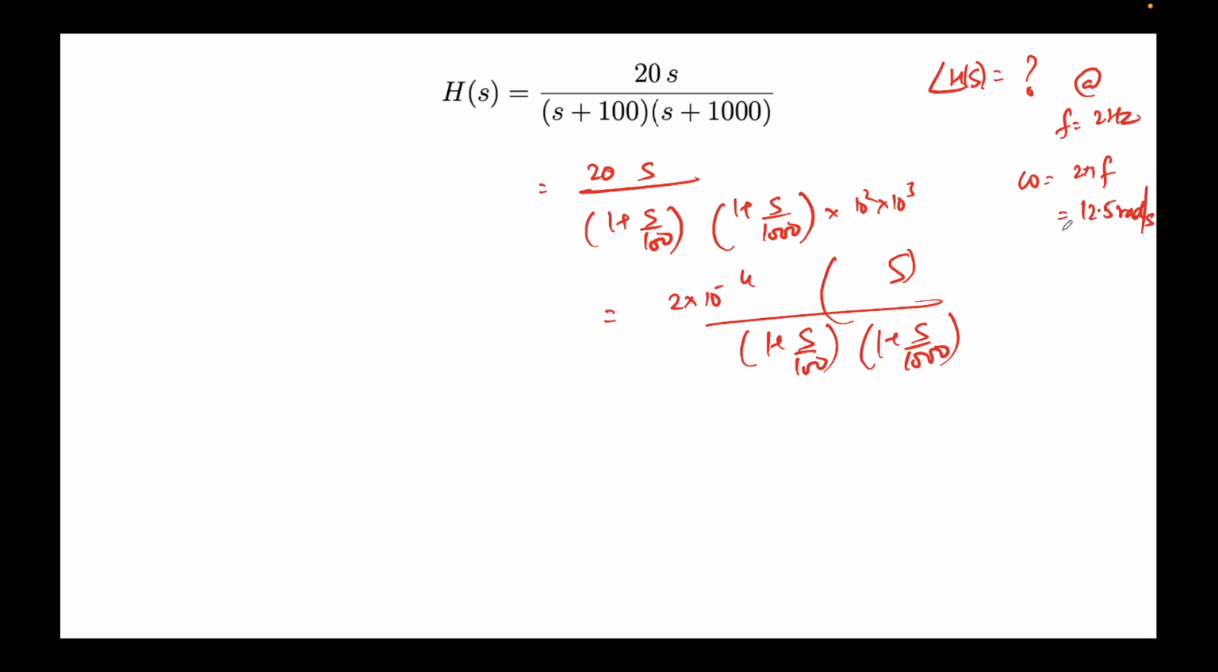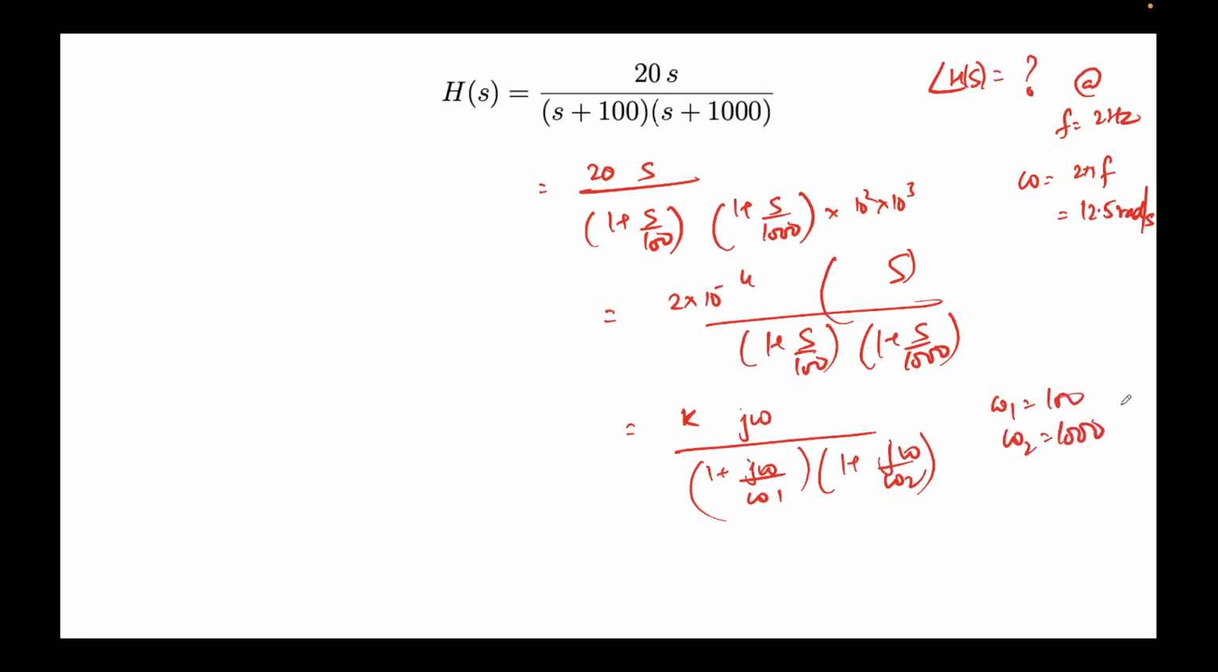So now, what we know about phase. I am writing the constant as k. S I can write as j omega. This k is this term, and I am writing the rest as 1 upon (1 plus j omega by omega 1) and (1 plus j omega by omega 2), where omega 1 is 100, omega 2 is 1000, both in radians per second.